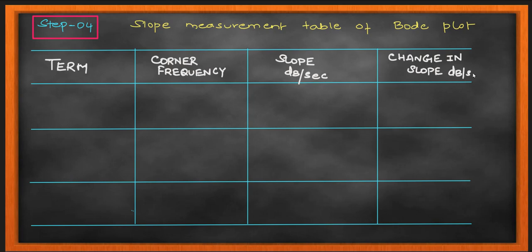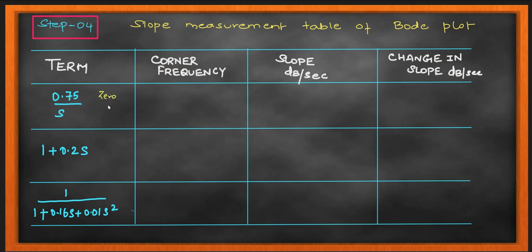So we have the slope measurement table, and these are the columns for the slope measurement table. You have the terms, corner frequencies, slope, and change in slope. First, I'm writing from the given G of S, from the given question, the 0.75 upon S. So that is the pole at my origin, and then I am writing my first order pole, then my second order pole. So this is the order in which I write my poles in this slope measurement table.